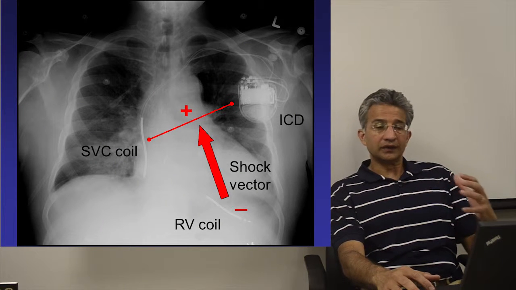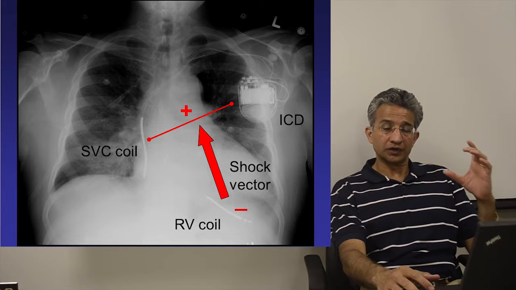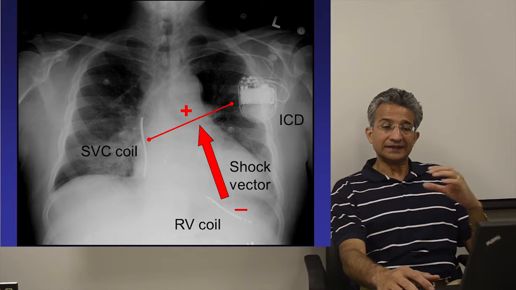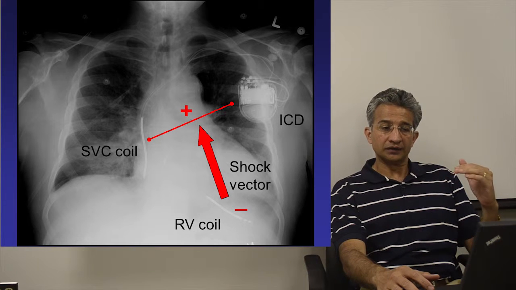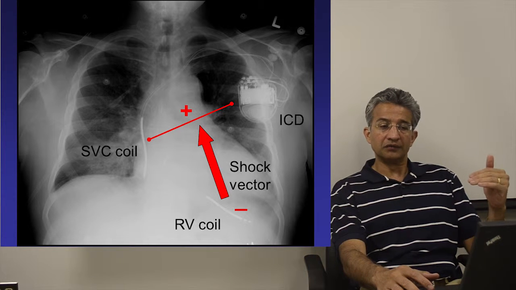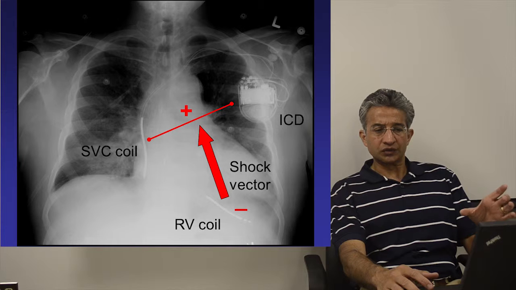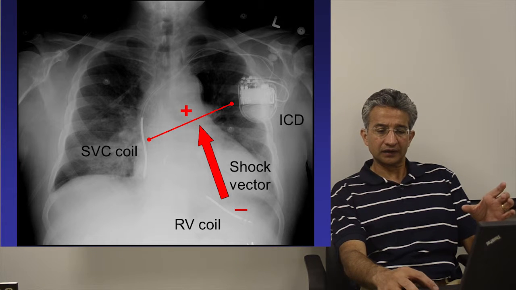Now, when you think about the ICD platform, it is essentially the can which has the battery which packs the charge to deliver a shock, and it is connected into the heart through a series of wires that are deployed surgically via the venous system. And this is an example of a chest X-ray that shows how the wire sits in the heart.